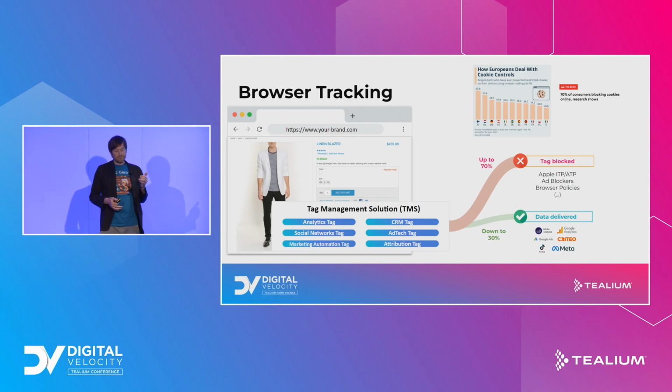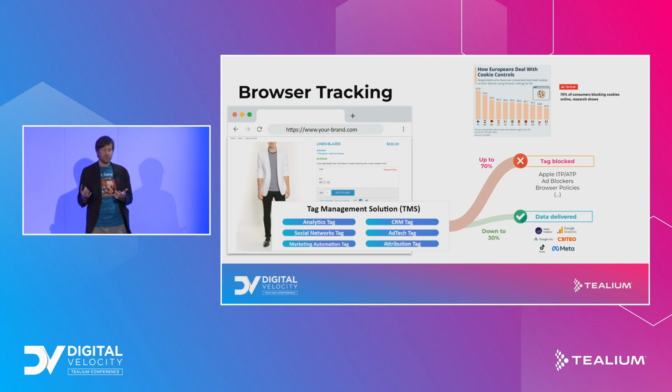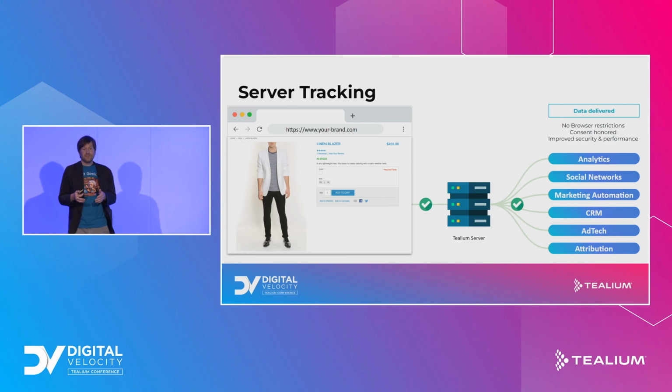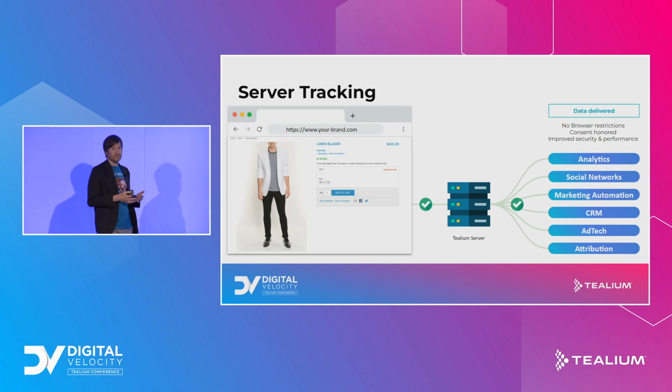And as we can see, through tag blocking, cookie blocking, we can currently see up to 70% of the data is lost, right, which is massive if you think from a marketing impact perspective. So the quality of signals is decreasing with browser-based tracking. And this is the reason why now everyone is talking about server-side tracking, and why it has become so successful over the last 2 to 3 years probably, right?